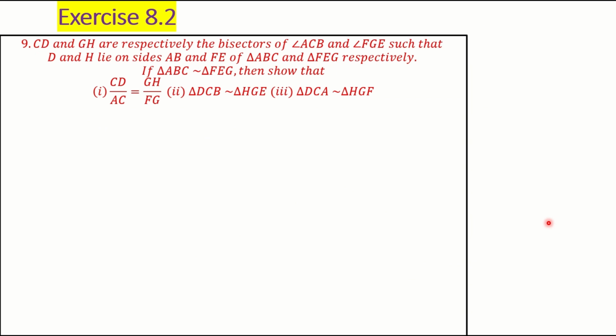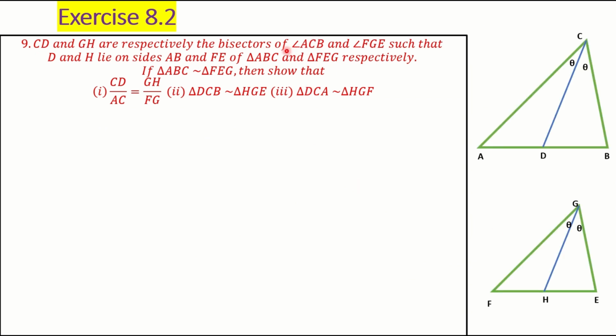CD and GH are respectively bisectors of angle ACB, angle C and angle G, such that D and H lie on AB and FE of triangles ABC and FEG, on the opposite sides basically. D and H are on the opposite sides. Then you have to prove these three, which is similar to the ones we have done before actually. That's it.